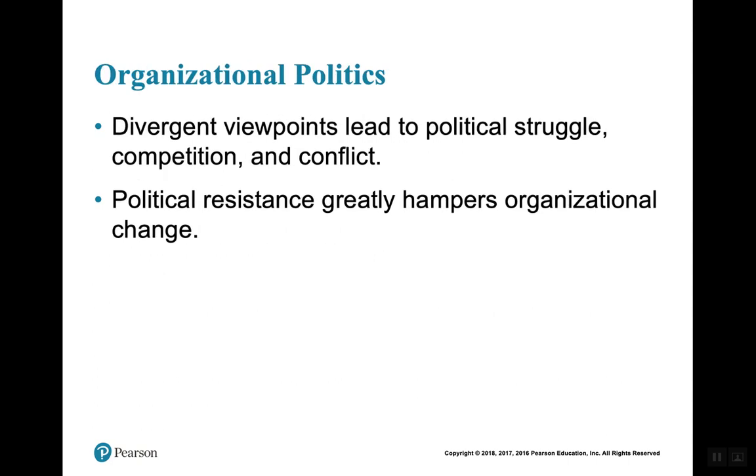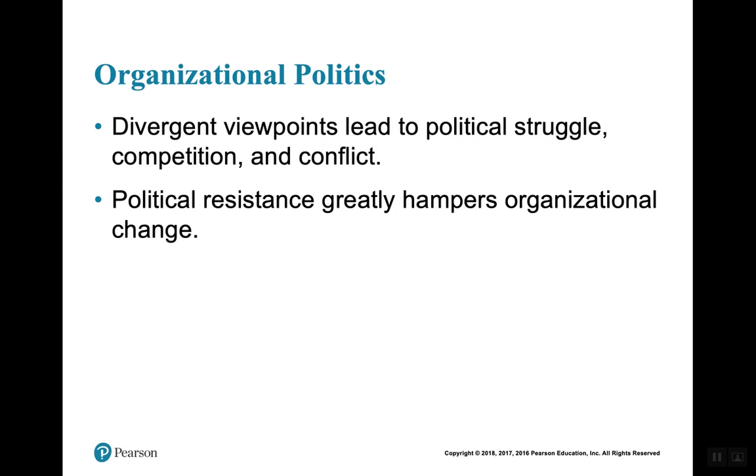So we talk about organizational politics. I had one time, years ago, somebody tell me, our organization is unique because we don't have any organizational politics. And my takeaway from that was that if somebody tells you there are no organizational politics, that means there are lots of organizational politics.